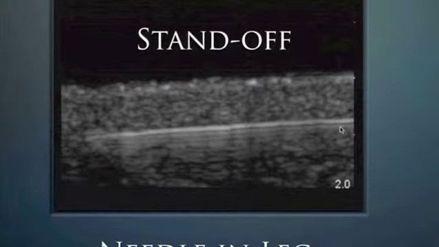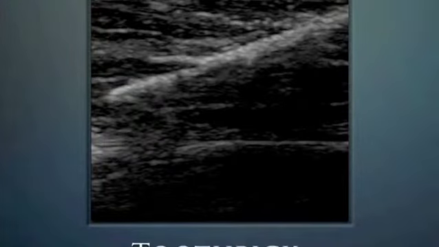This was just another example of what wood looks like on ultrasound. We can see this long structure here. We got it in its long axis, very hyperechoic on ultrasound, quite easy to see this toothpick.